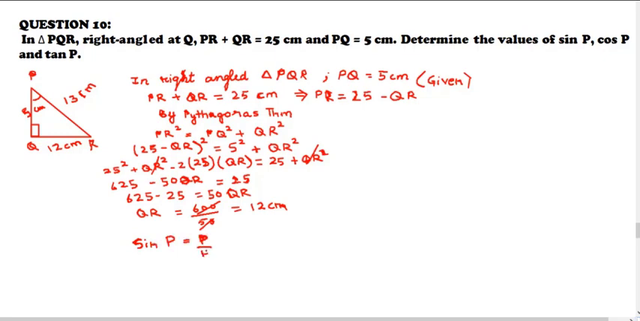Sin P is equal to perpendicular upon hypotenuse, so that is equal to 12 upon 13. Similarly, cos P is equal to base upon hypotenuse, that is equal to 5 by 13. Now value of tangent P. Tangent P is perpendicular upon base, that means 12 by 5.